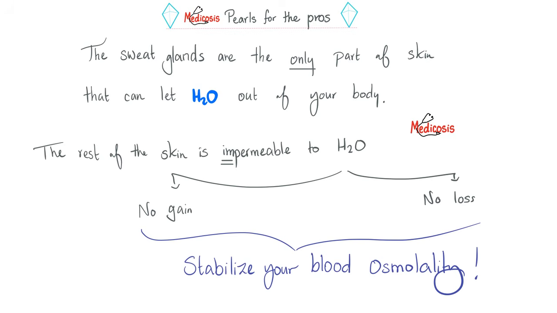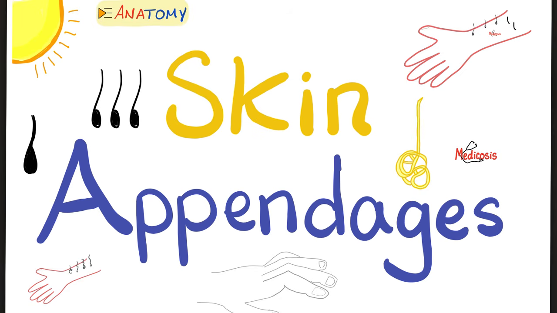The sweat glands are the only part of the skin that can let water out of your body. The rest of the skin is not permeable to water, allowing neither gain nor loss, which helps keep the water inside your body to maintain your serum osmolality. To learn more about the serum osmolality, I have a separate video on this topic, which you can find in my physiology playlist. Next, the skin appendages, or the accessories of the skin, so to speak.